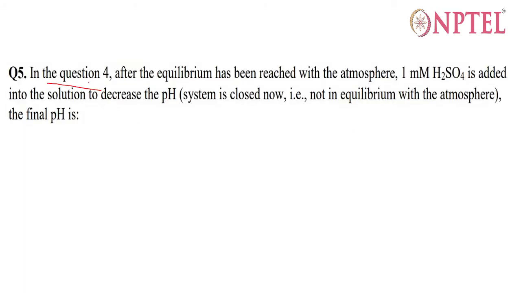From the previous question, you have to take help. This is question number 4. After the equilibrium has been reached with the atmosphere, 1 millimolar of H2SO4 is added into the solution. So these are consequent questions, continuing from that previous question only. Now the condition is changed again after reaching equilibrium with the atmosphere, which was the last step in our question. Then I have added 1 millimolar of H2SO4 into the solution to decrease the pH. Right. So now what is the final pH?